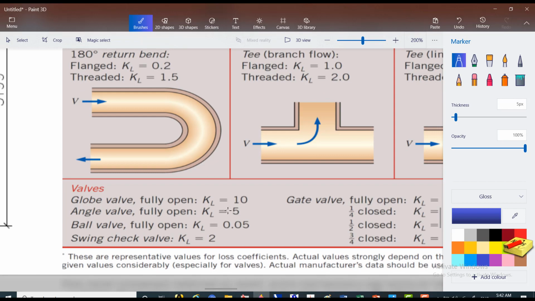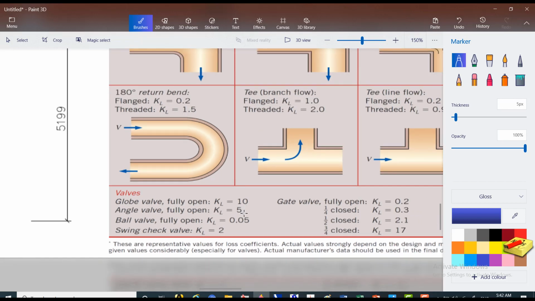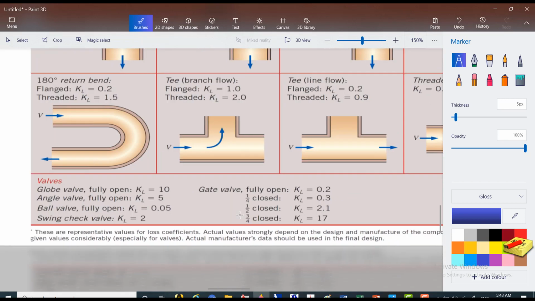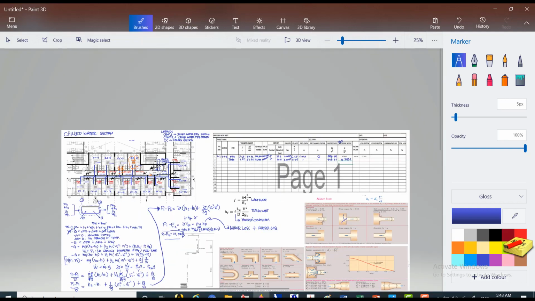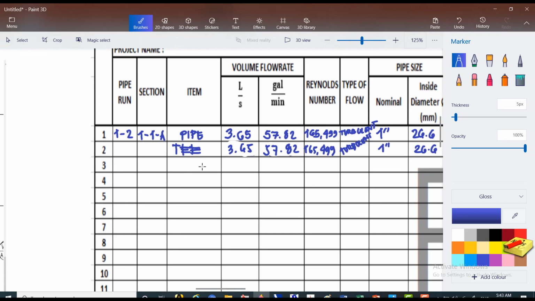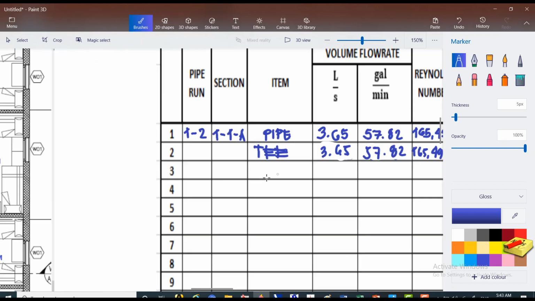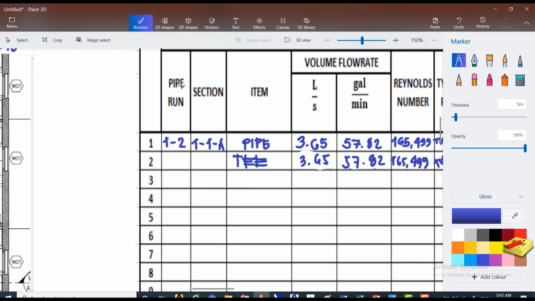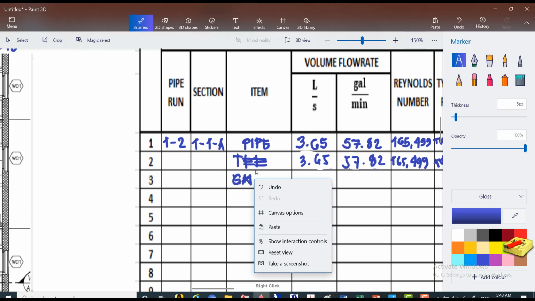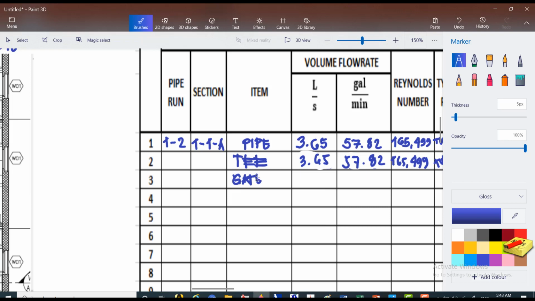Okay, so we already have the valves here. Globe valve fully open, you have 10. Angle valve fully open, you have 5. And butterfly valve, swing check valve, gate valve fully open, 1/4 closed, 1/3, so that's the type of opening, then you have the volume. We forgot here, so we should have added the gate valve. So we put here the gate valve, it is included. So we have here the gate valve.